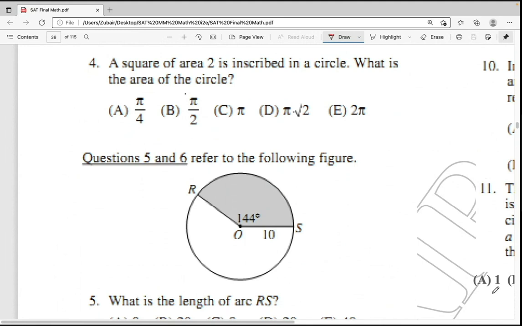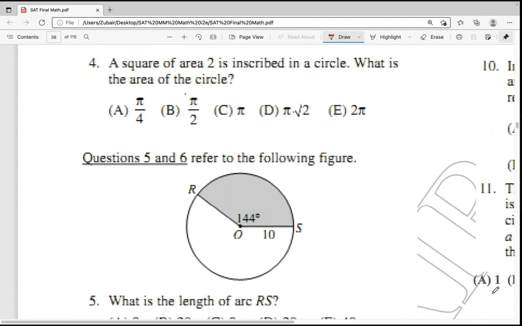Sir, do we assume that the square fits perfectly inside the circle? Yes, yes. It means all 4 corners are touching the circle. Was there a circle? 2 pi? No, math. What did I do wrong? Go on, Mirza. I didn't start working out yet. I was doing something else right now.